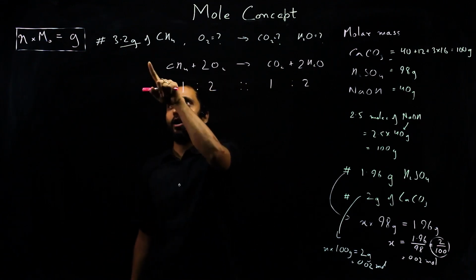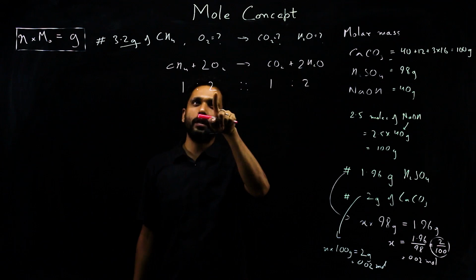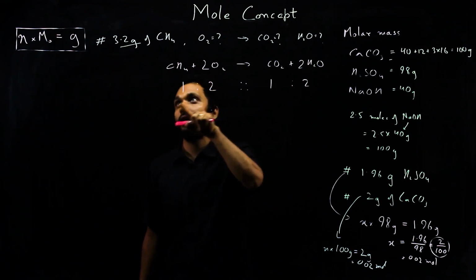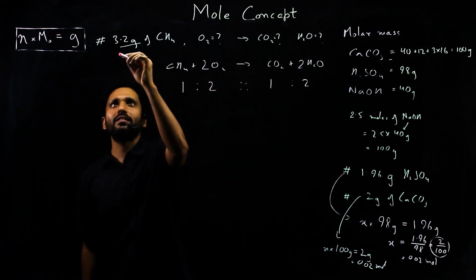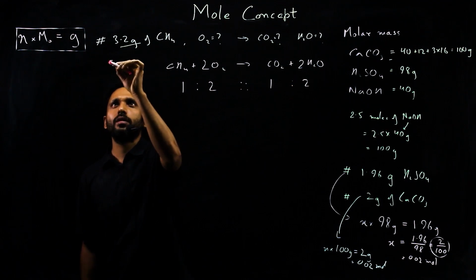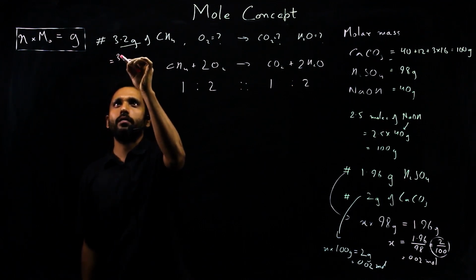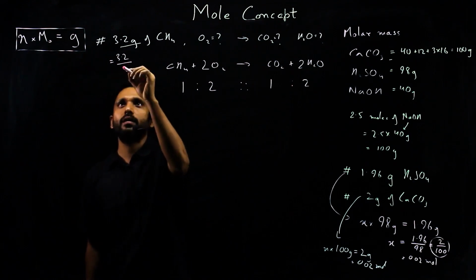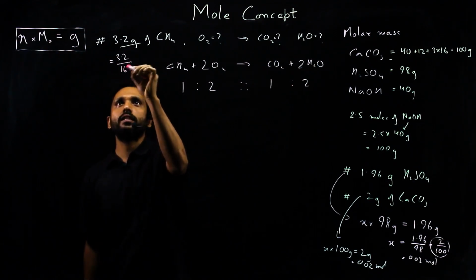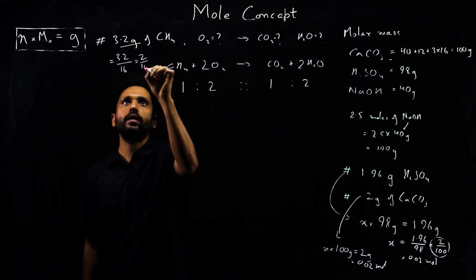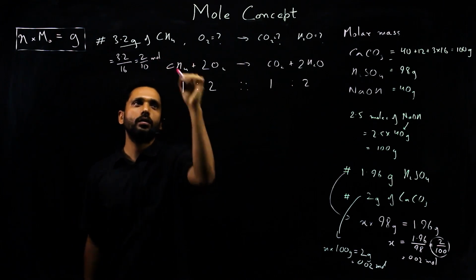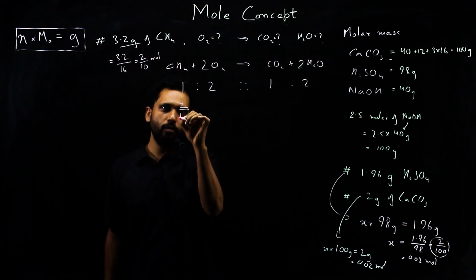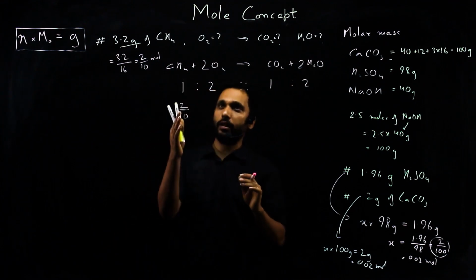So if you know exactly how many moles have been given, we know that double moles of oxygen would be required. So this 3.2 grams, if I convert to moles, that will be 3.2 divided by the molar weight, so gram by molecular weight. So that is 16, gives you 2 by 10 moles. So we have 2 by 10 moles of methane actually reacting.